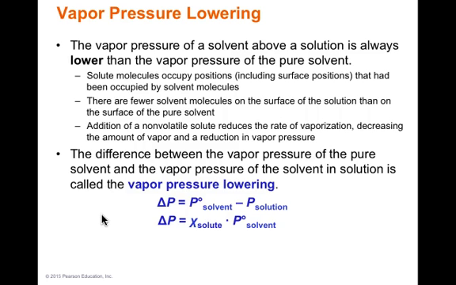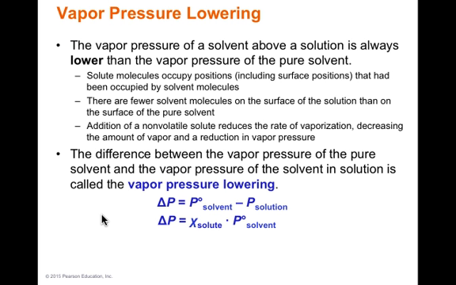pure water sample. This is because the solute molecules occupy positions in the solution that had been previously occupied by the solvent when the solvent was pure. There are fewer solvent molecules on the surface of the solution than on the surface of the pure solvent sample. The presence of the non-volatile solute molecules on the surface of the solution reduces the rate of vaporization of the solvent. A lower rate of vaporization causes a decrease in the amount of vapor above the solution and a lower vapor pressure for the solution.